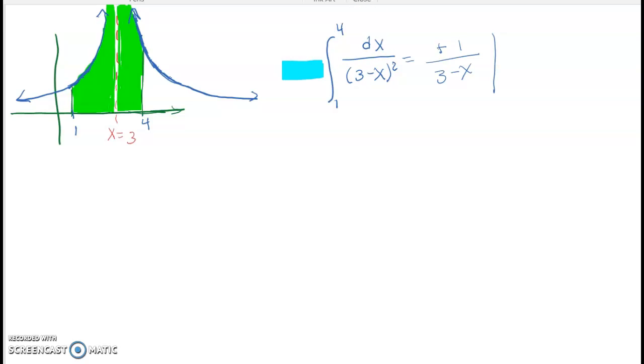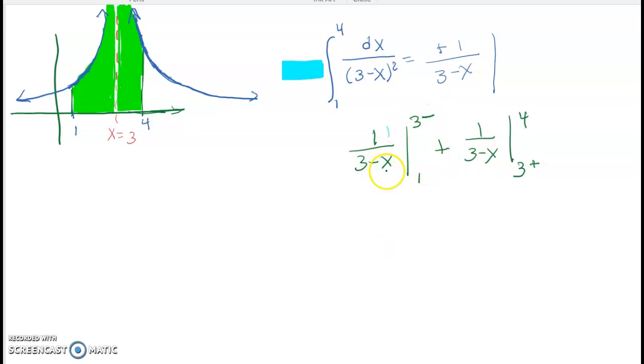Oh, so really I need to break this thing up. So I'm going to change it into 1 over 3 minus x, and I need to go from 1 to 3 on the left side, plus 1 over 3 minus x from 3 on the right side to 4.